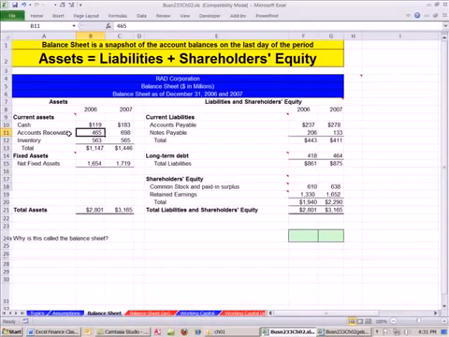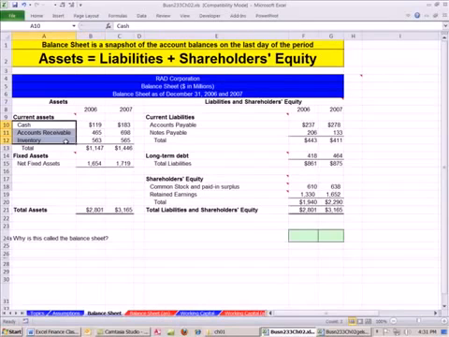Now think about this. Accounts receivable, hopefully we're going to collect it within the next 30 days or 60 days or whatever it is. Inventory, the whole point of having inventory in your store is so you could sell it and get cash. So, current assets.